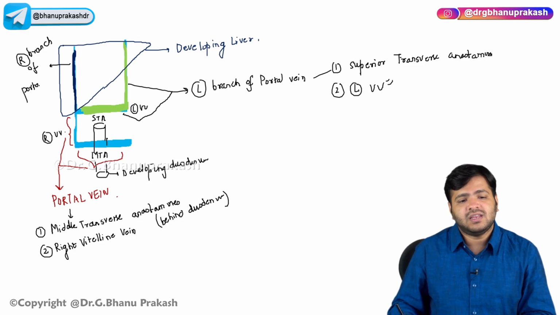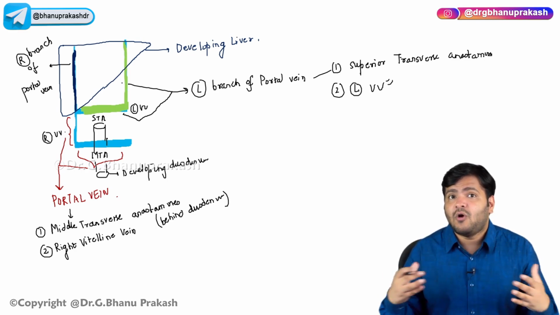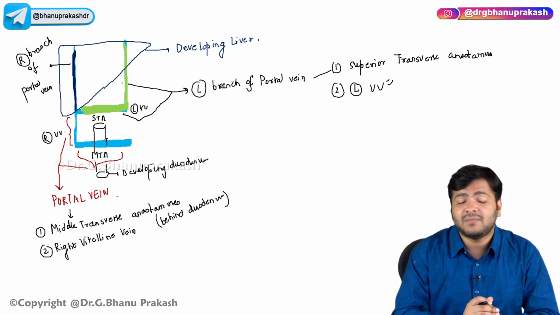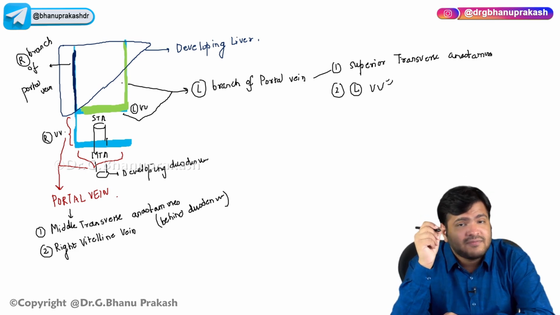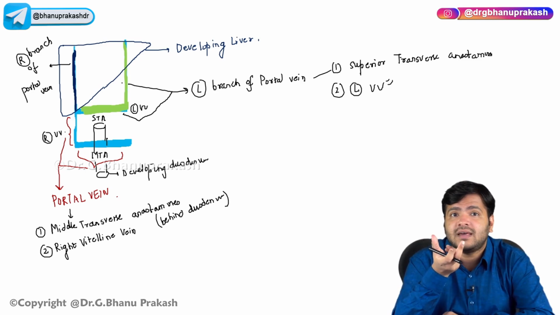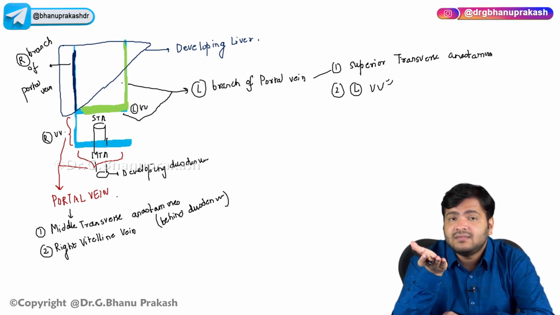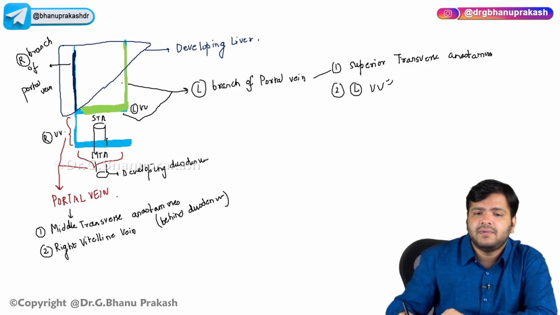So yes, you can easily see over here, beta, the left branch is longer than the right branch. Why, beta? Because the left branch of the portal vein is coming from two sources. We have the contribution from the left vitelline vein and also the superior transverse anastomosis present between the left and the right vitelline vein, which is in front or ventral to the duodenum.